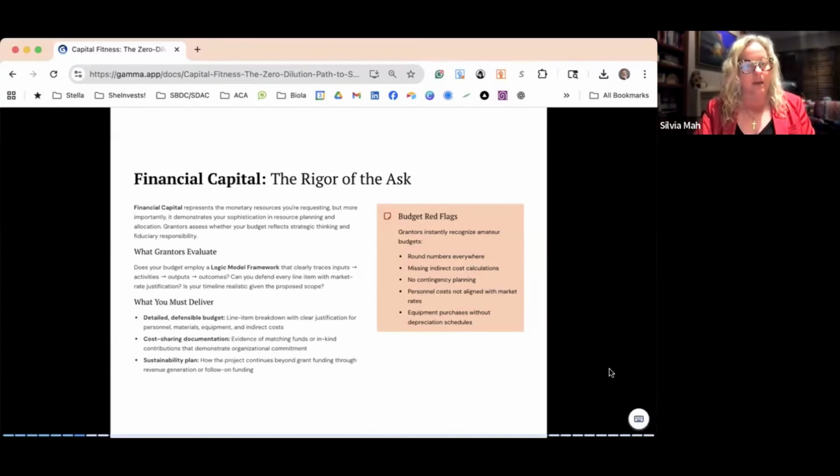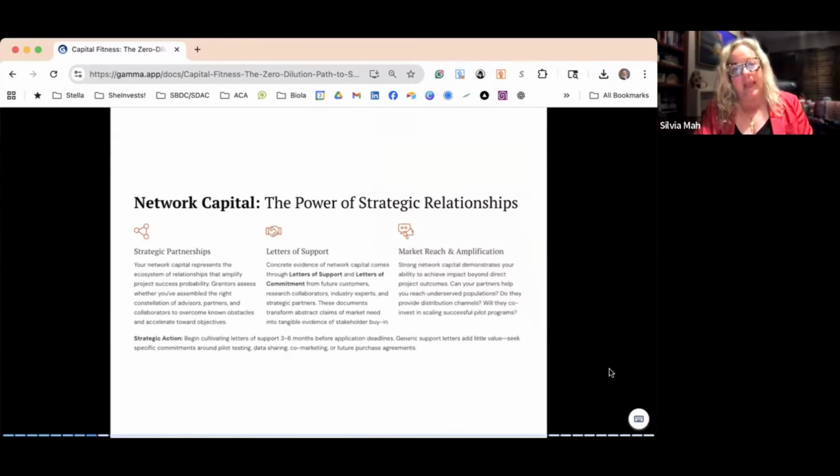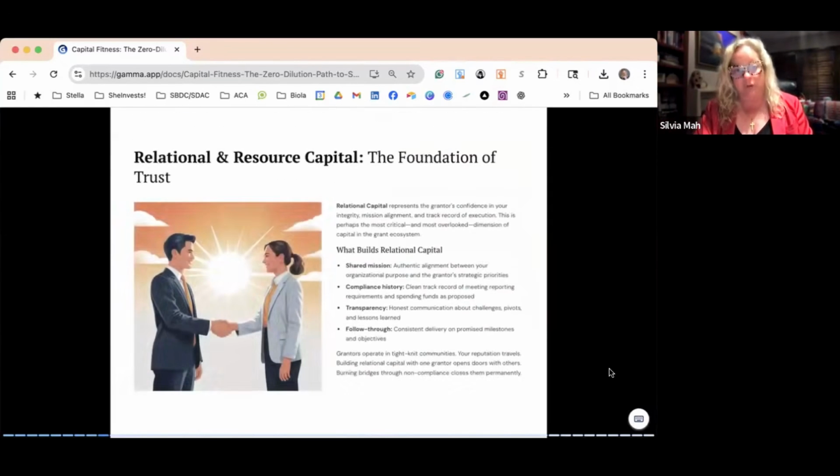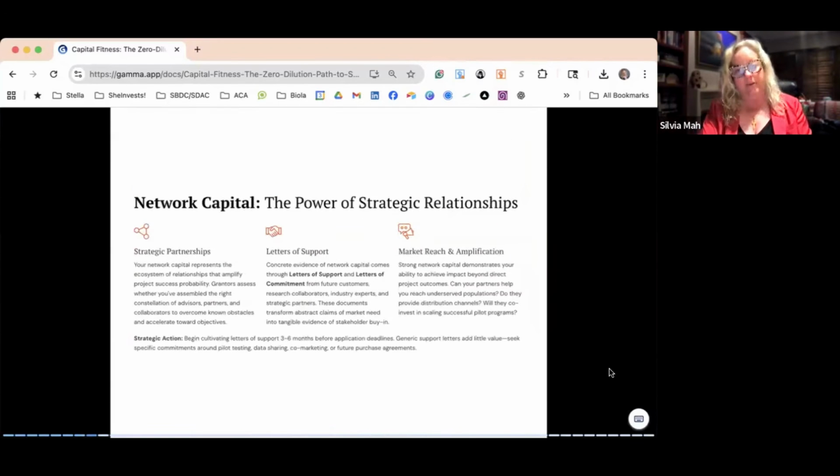So next up is network capital and also relational capital. Network capital, for grants specifically, is about the power of strategic relationships. For equity funding and capital, it's typically financial capital, resource capital, and experiential capital. So what is that investor coming in with as their experience?